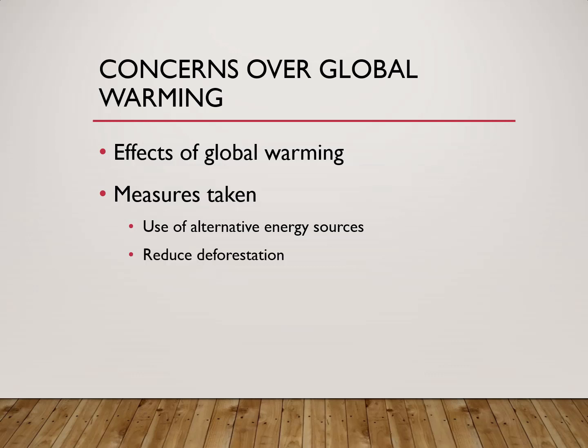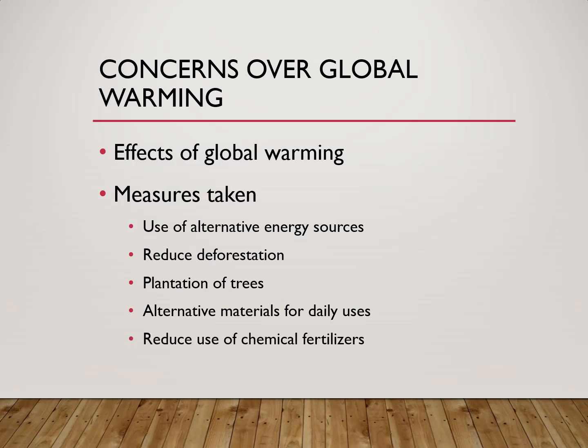We must reduce deforestation because plants take in carbon dioxide when they do photosynthesis, so they can help in reducing carbon dioxide levels in the atmosphere. We should plant more and more trees, that is afforestation. We need to use alternative materials for daily uses. Instead of using materials which pollute the environment, we must use products which do not pollute the environment. Reduce chemical fertilizer usage in farming. That is one way in which we can solve the problem of global warming.